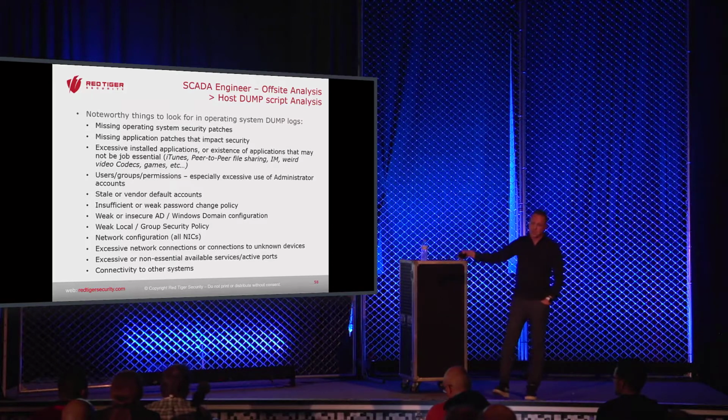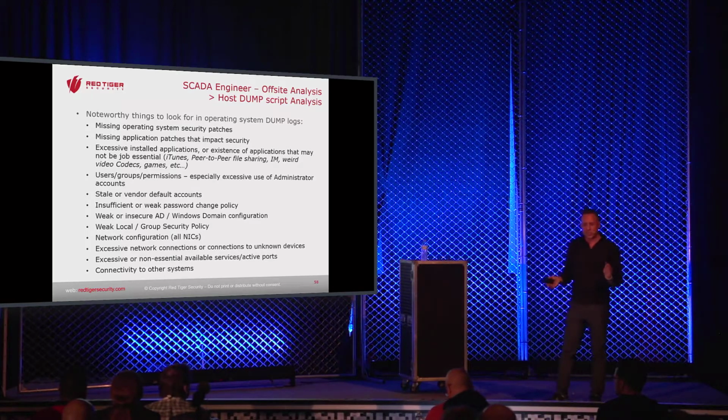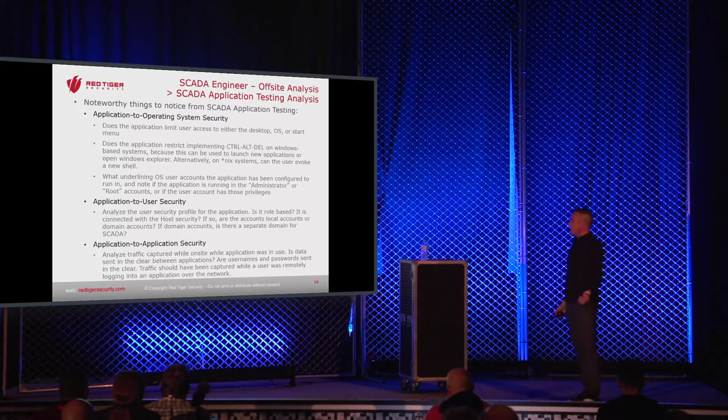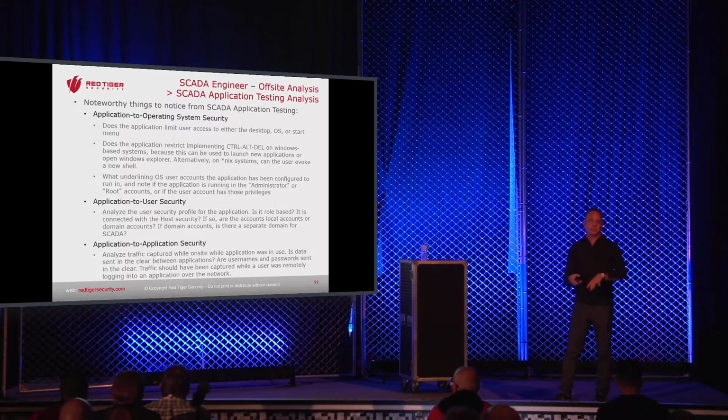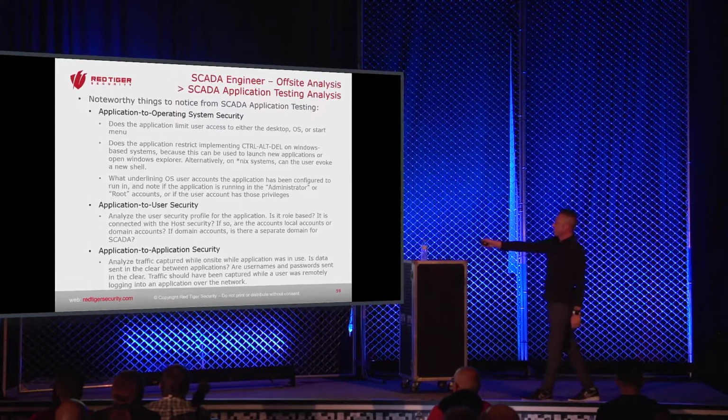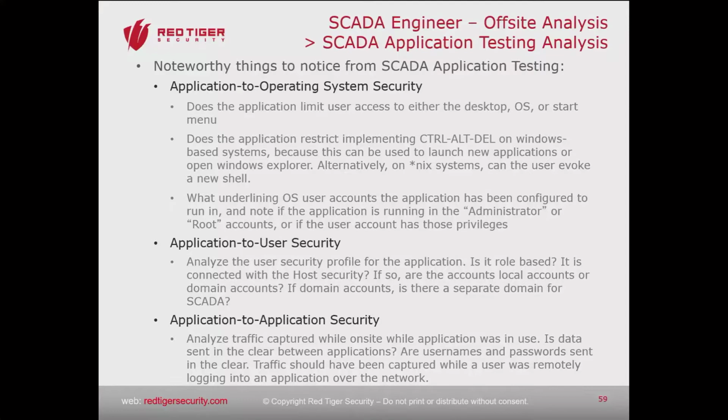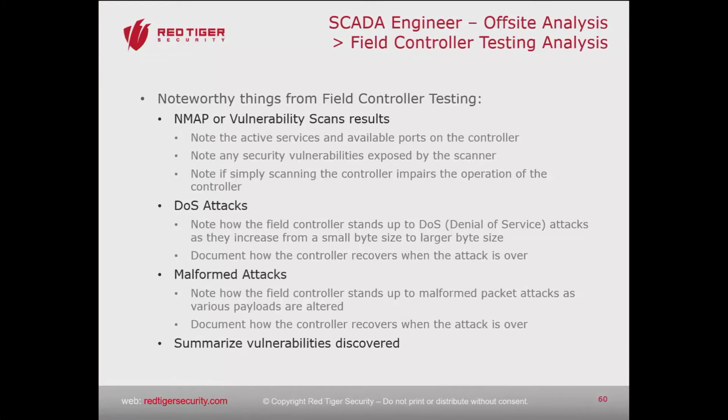This is just a short list, but these will let you understand the state of the configuration of that server or workstation. You can also go down to the application level and make sure that the application is hooked into the OS properly, and that the user has the least privileged access on the machine so that the operator can't do Control-Alt-Delete and get out of the application into the operating system and install their own applications. And then lastly, you can also look at application-to-application level security to make sure that the different apps in the SCADA system are talking to each other appropriately.